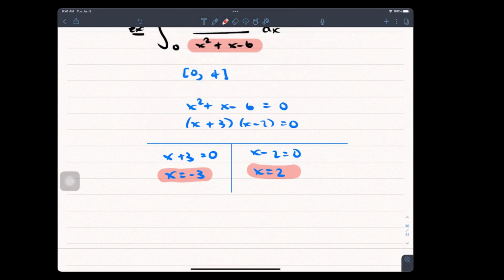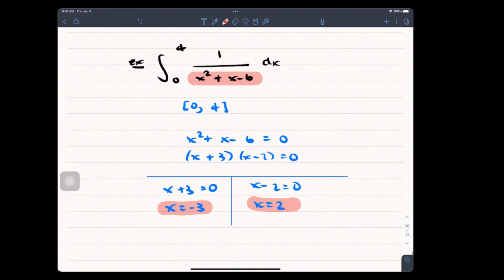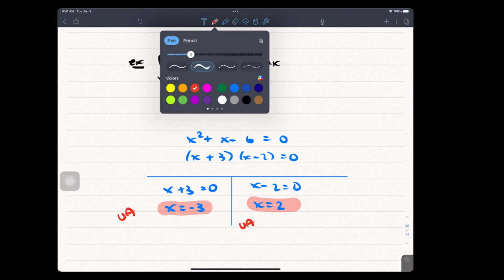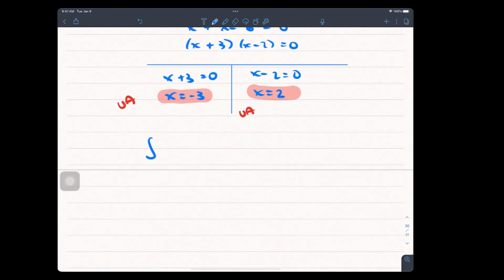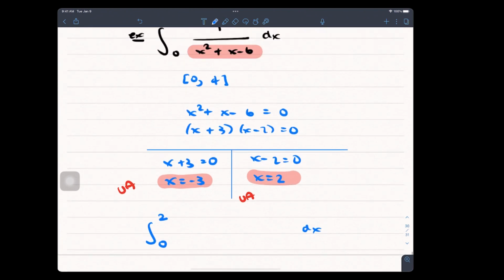What's the deal with this? What do you guys think? What's the story now? What does this mean? Well, negative 3 does have a vertical asymptote, but it does not matter, right? X is 2 does matter because it's in the interval. So again, unfortunately, we have to integrate from 0 to 2 dx.